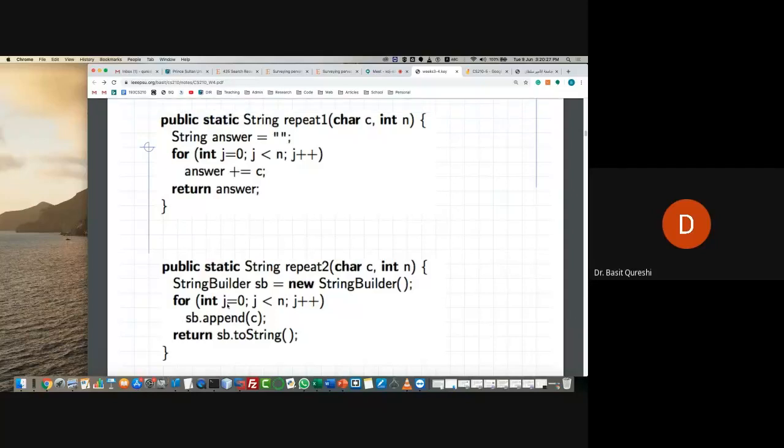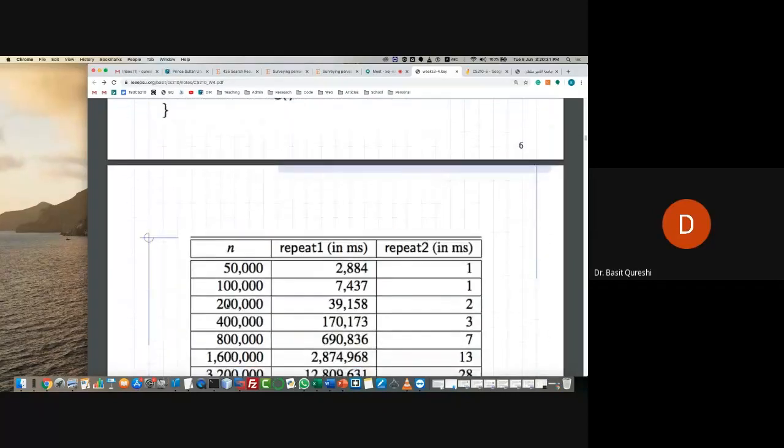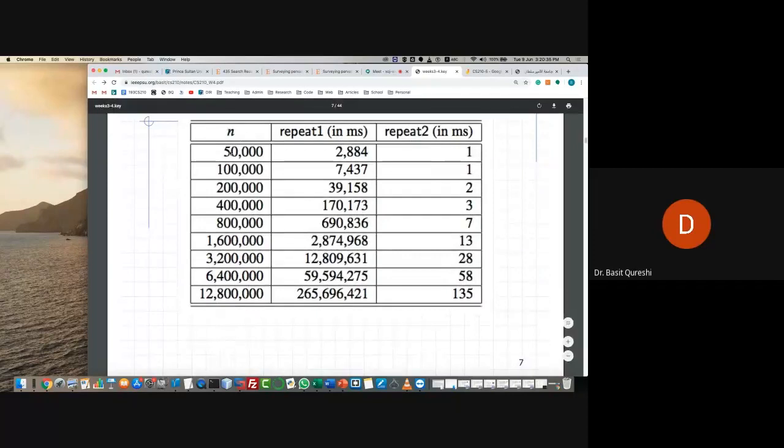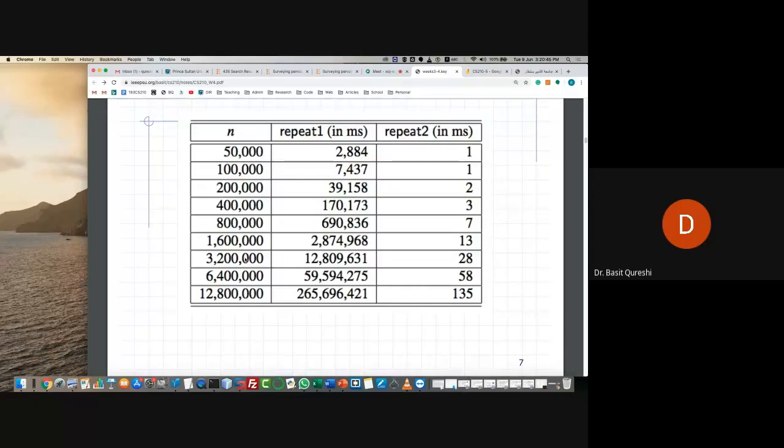Now, I'm going to run these two programs. I'm going to show you some results. When I run it on my computer, this is what I get. So if the size of n is 50,000, the first program took 2,884 milliseconds. The second program took only 1 millisecond. Look at a very large value. When n is very large, it's taking so many milliseconds. This is probably a few hours. And the second program took only 135 milliseconds.